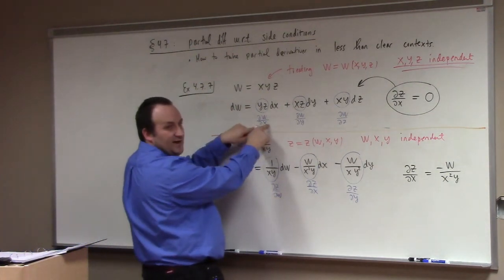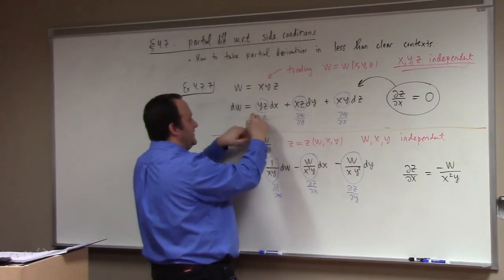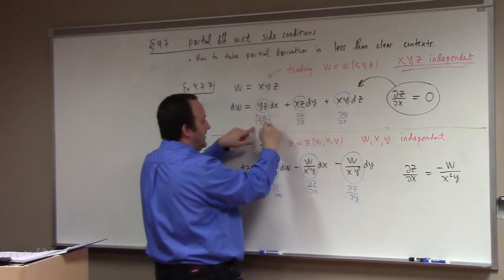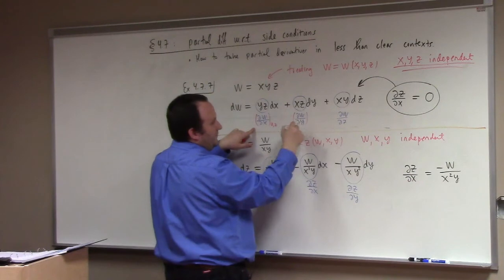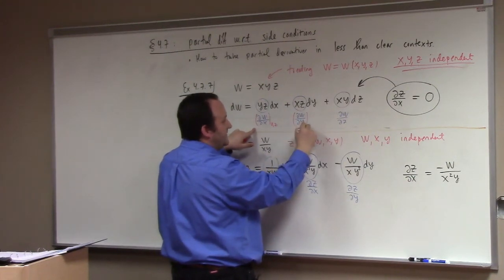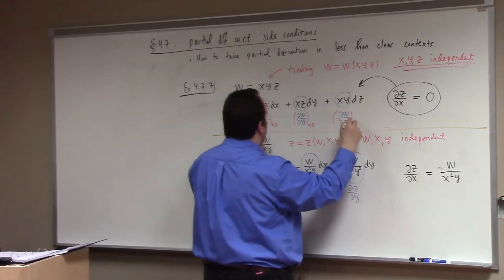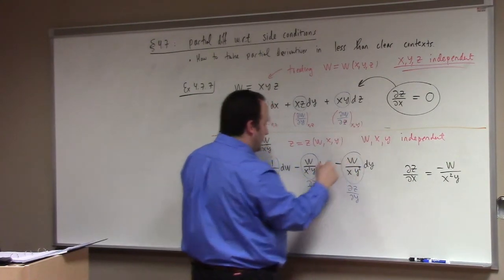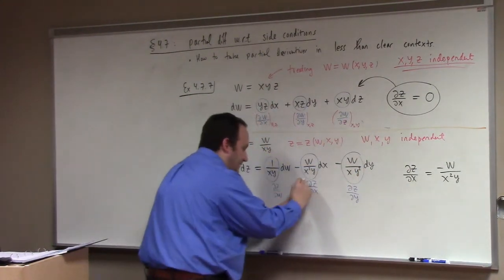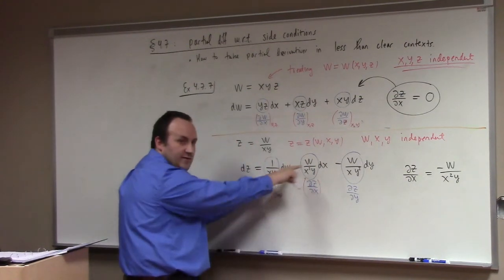So this, I haven't finished. This is partial w partial x holding y and z fixed. This is partial w partial y holding x and z fixed. See, problem solved. This is partial w partial z holding x and y fixed. In contrast, down here, this guy is partial z partial x holding w and y fixed.